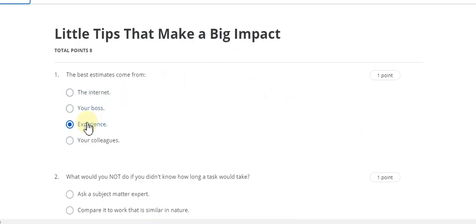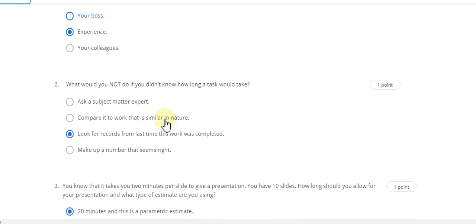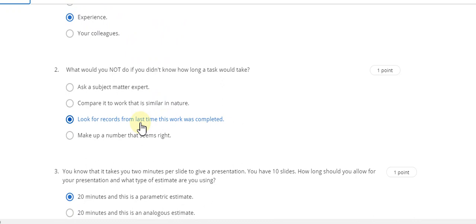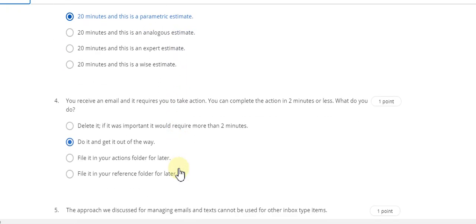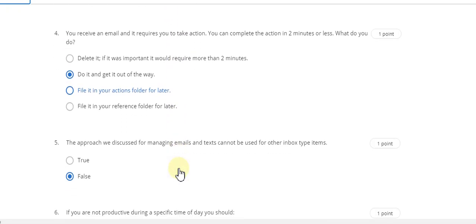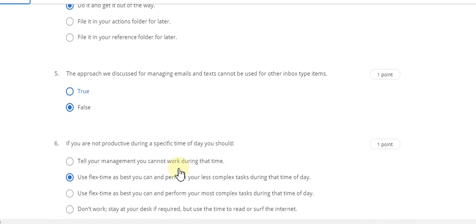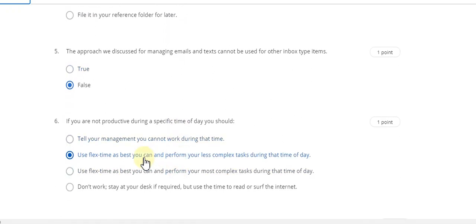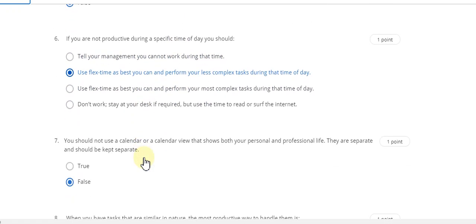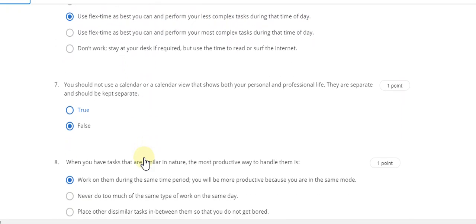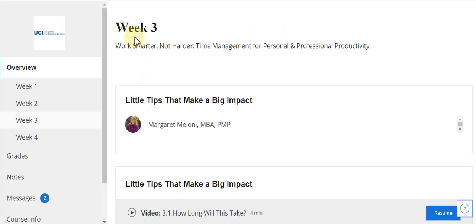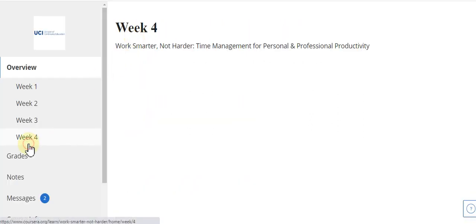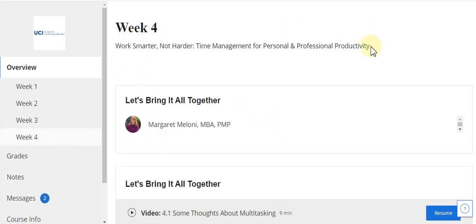And here question number first answer is experience, second answer is C, third answer is 20 minute, and this is a parametric estimate. Question number 4th answer is B, 5th answer is false, 6th answer is B, and the 7th question answer is false, the last question number 8 and the answer is A. And last I will discuss week 4 quiz solution of this course.